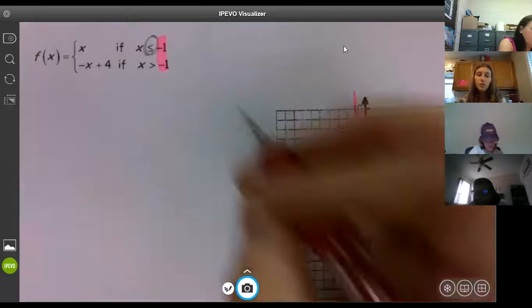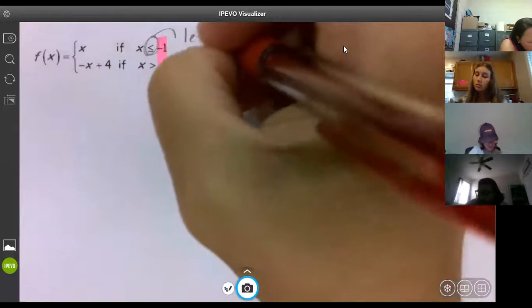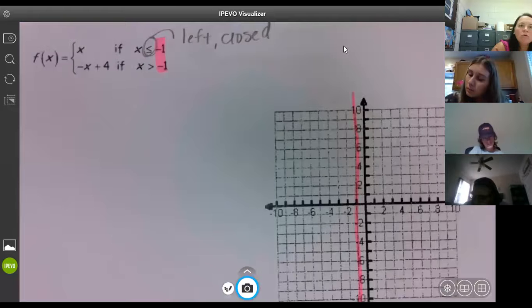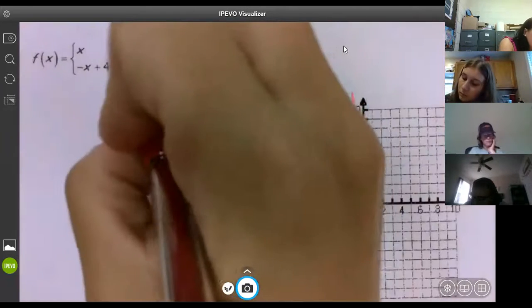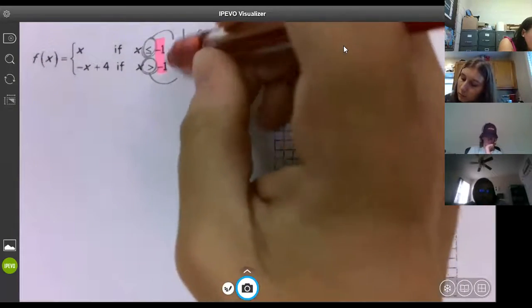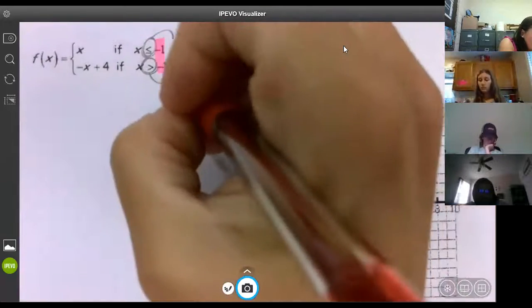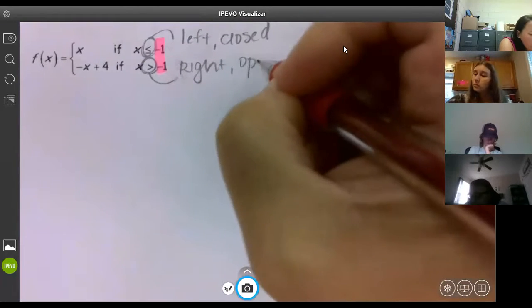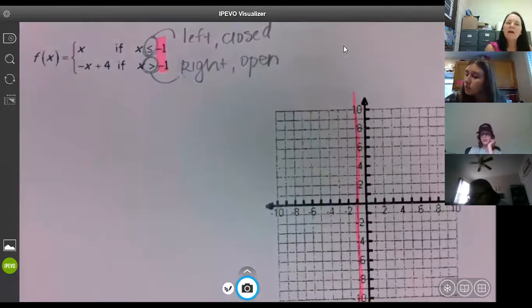Go left and it's closed. Less than means left. Equal to means closed. So if you're kind of confused why it's open or closed, if it has an equal to, it's closed. This one is greater than, which means graph to the right. Very good. And then no equal mark means that it's going to be open.